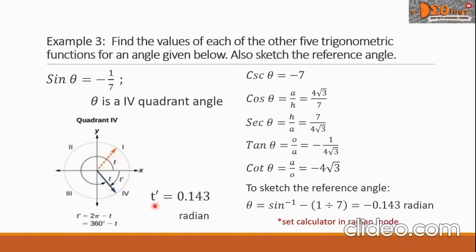We will use the symbol t prime, and we can read this as reference angle, and this is equal to the positive value of this theta, and this is positive 0.143. And since this is a positive radian, it is now going counterclockwise, and it belongs to quadrant 1. This is our final answer.